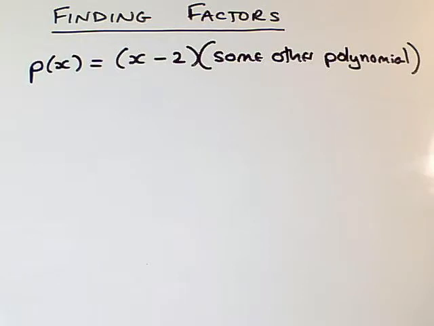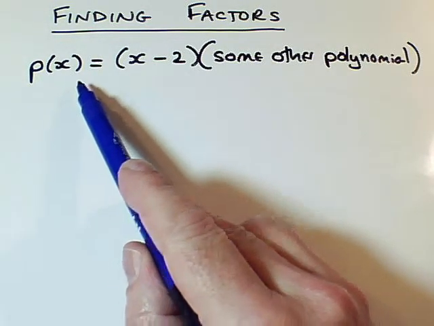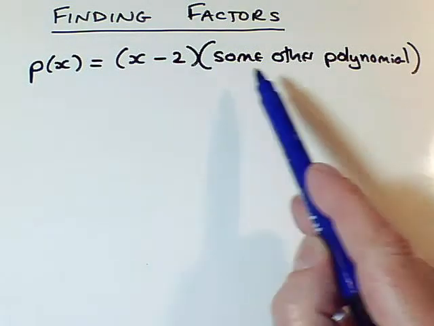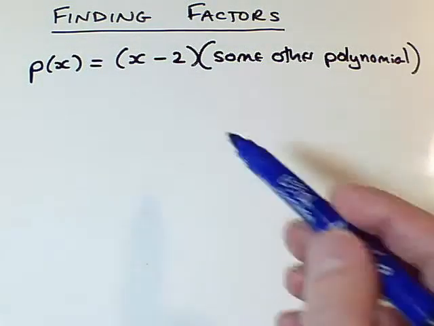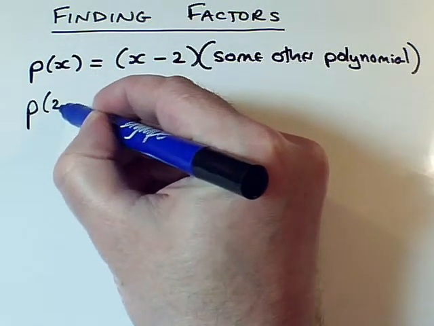Okay, what we really want to be able to do is find factors of our polynomials. So here's a factorized polynomial. P of x, some polynomial, is a factor of x minus 2 times something else, some other polynomial. I don't care what it is. Even if I don't know what this is, I can still work out what P of 2 is.